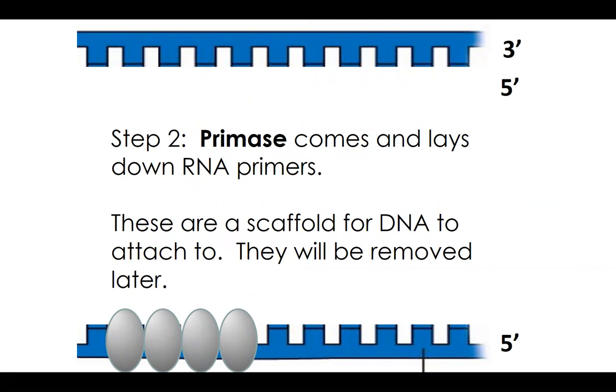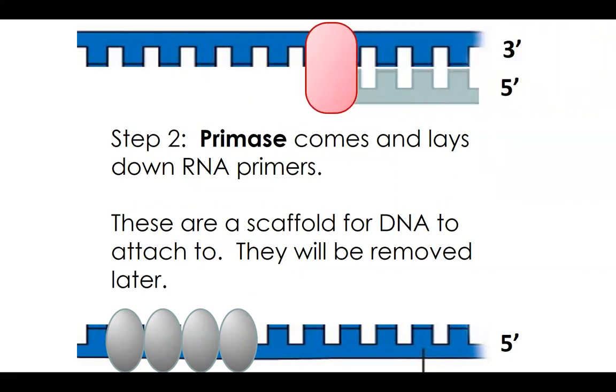Primase comes in and lays down an RNA primer. Okay, so there you go. There's your RNA primer. And again, these will be the scaffold. Here, we have to synthesize towards the left because we can only add on to the 3' end. So if the 5' is over here, it's antiparallel, only adding in the left direction.